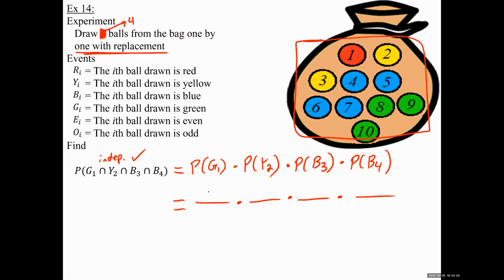3/10. Again, the bottom number is always going to be how many things are in there total. The top is how many greens are in there. So 3 out of 10. To get the probability, the second one is yellow.